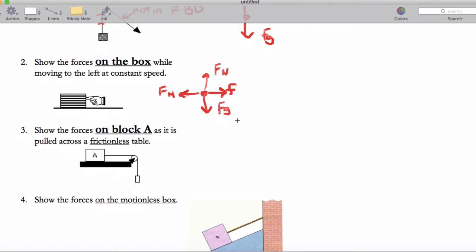Now, block A is pulled across a frictionless table. We're going to have the normal force, the weight force, or the force of gravity, and then we're going to have what we call a tension force from the rope moving to the right.